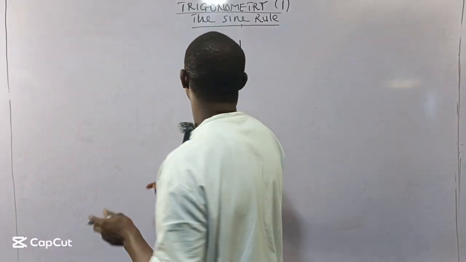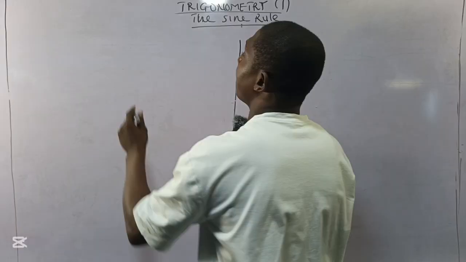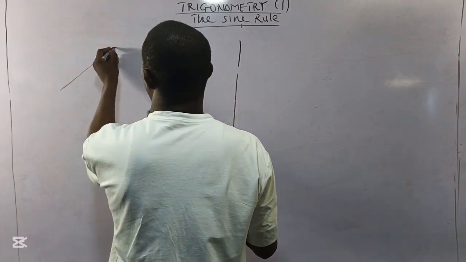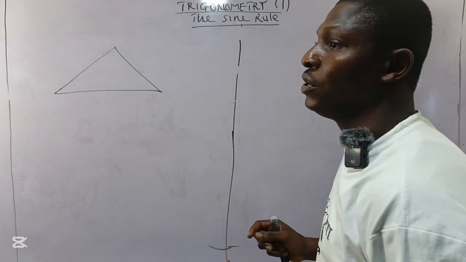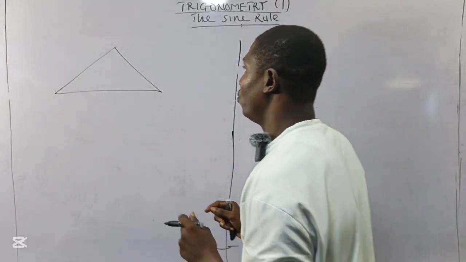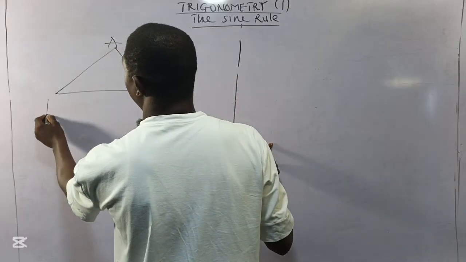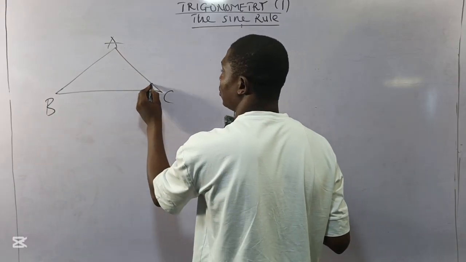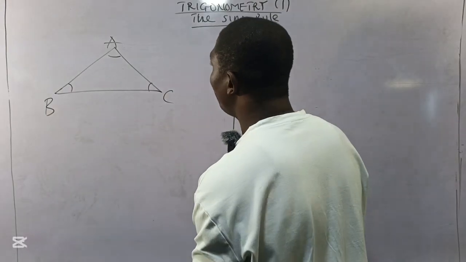So like I said, I'm focusing on the sine rule now, after which we'll do the cosine rule. If I have an oblique triangle, oblique there simply means none of the angles is a right angle. And I have here as A, I have here as B, I have here as C. This is given.